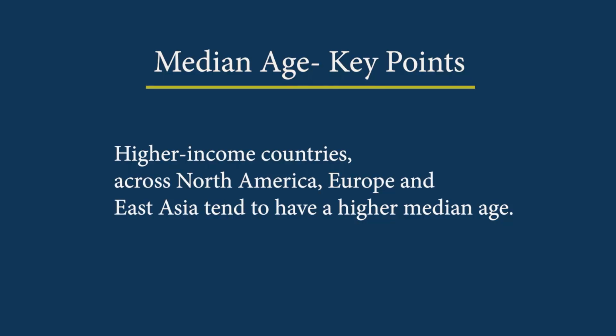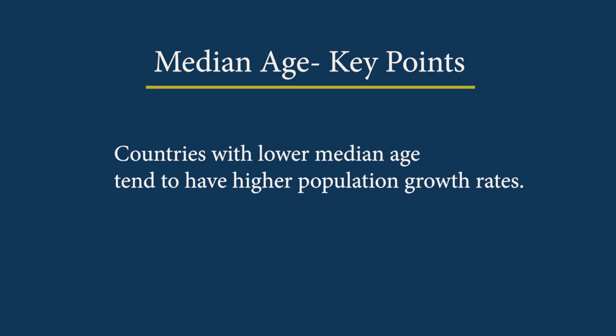So which is a kind of a good outcome, we can say. Next, moving on. For some of the key points about median age, we can point out that higher income countries such as North America, Europe, and some of the countries in Asia tend to have a higher median age. Also, countries with lower median age tend to have high population growth rates, right? We have already tried to explain why this is so.